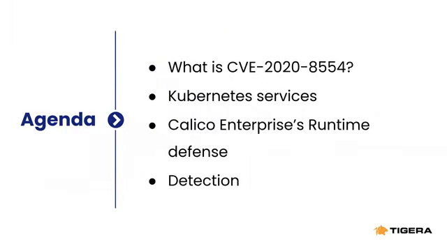Today we're going to talk about this particular CVE, which is a critical flaw in Kubernetes. Today's agenda is straightforward. We will start with the CVE, what it is and why you should be looking into it. We will talk about Kubernetes services and how they are tied to this CVE. Then we will look at Calico Enterprise runtime defense, how we natively prevent this particular CVE. And then we will talk about live detection in a cluster. So this is the agenda, and let's get on with this.